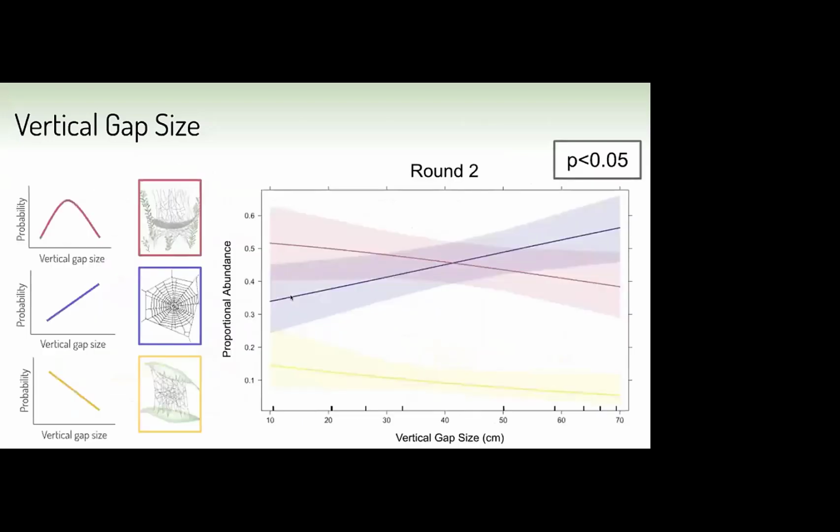If we look more closely at just round 2 data, we see that orb webs actually did respond similarly to how we predicted, increasing in their relative proportions in areas with larger gaps. And this probably only happened in round 2 because they were large enough to be able to take advantage of those larger gaps. This finding is super interesting to me because it suggests that spiders are able to select for different aspects in their environment given their web size throughout the season.